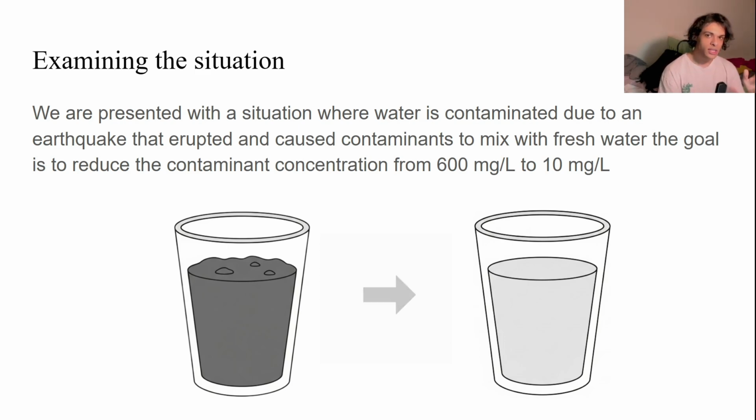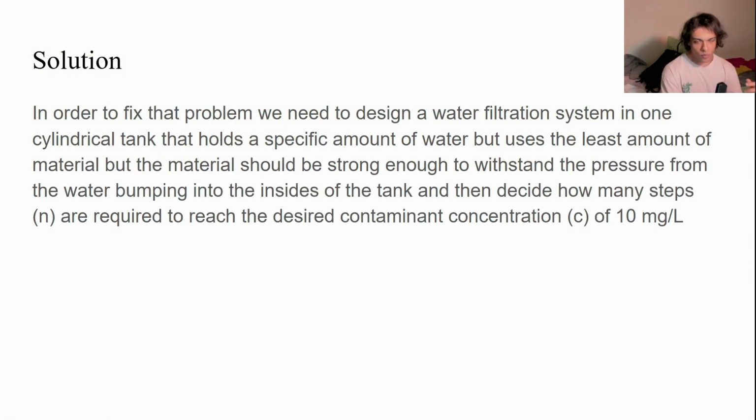And we need to decrease that to 10 milligrams in order for the water to be drinkable. And it's fine if we decrease the water to less than 10 milligrams, but the goal for now is 10 milligrams. Okay. So in order to fix this problem, we need to know the number of trays that we're going to need to design in the tank in order to filter the water.